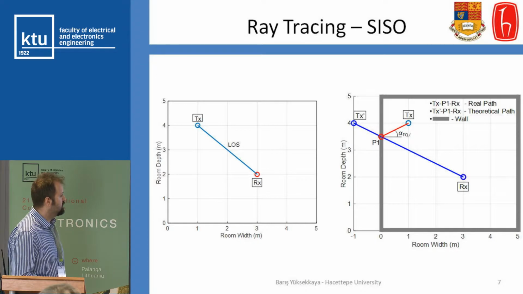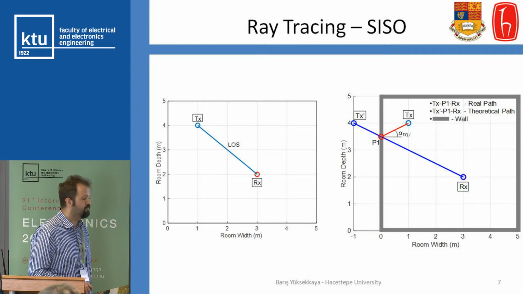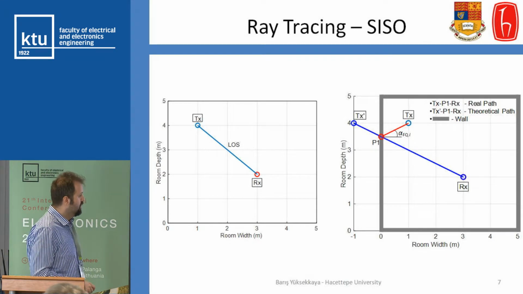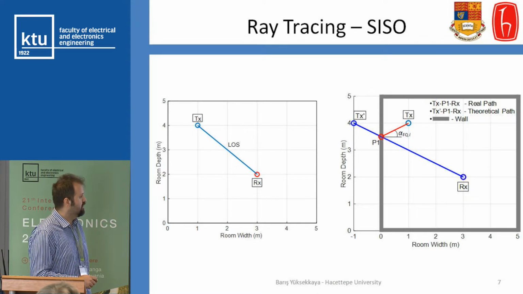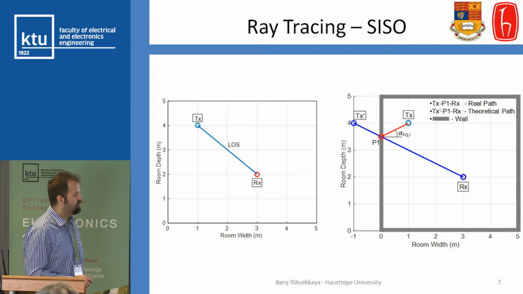And on the right, we can see an example for the first order reflected paths. First order reflected path means the signal is reflected just one time from the walls, and we can find the distance covered by finding the mirror image of the transmitter. The distance between the mirror image and the receiver gives us the actual distance that the signal covered, and also we can find the reflection angle to find the reflection loss.